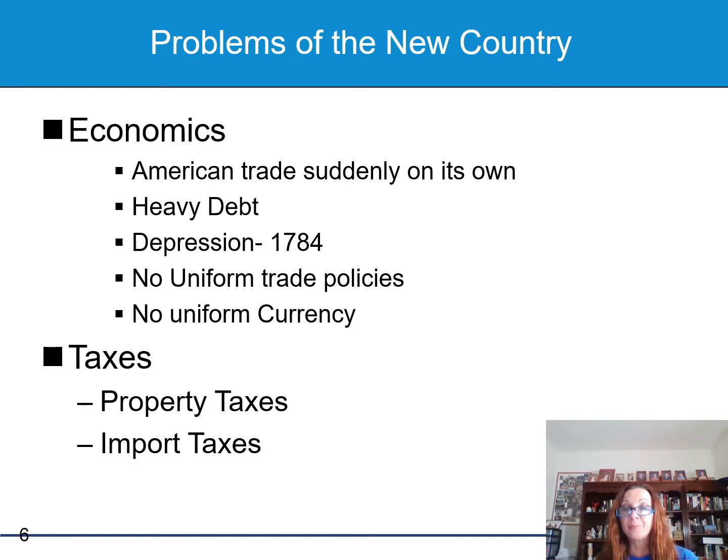Import taxes are simply what you see. They are taxing goods coming into the country. So states that had a good harbor, like South Carolina that has Charleston, or Boston in Massachusetts, will also have import taxes that they can rely on, but the inland states do not have those import taxes necessarily.